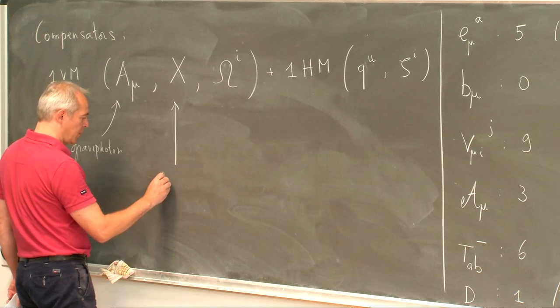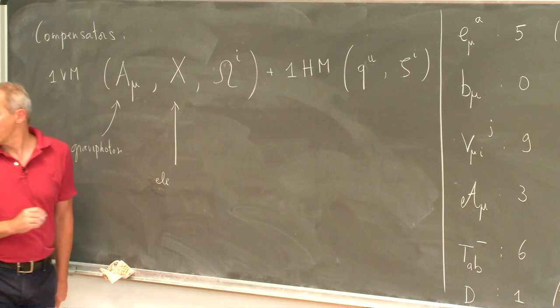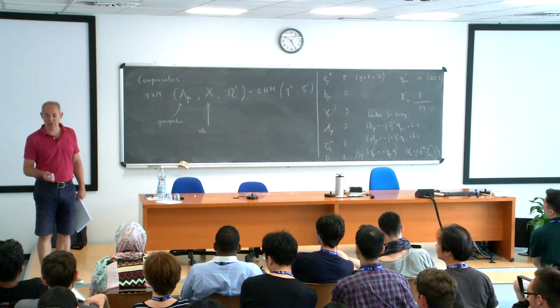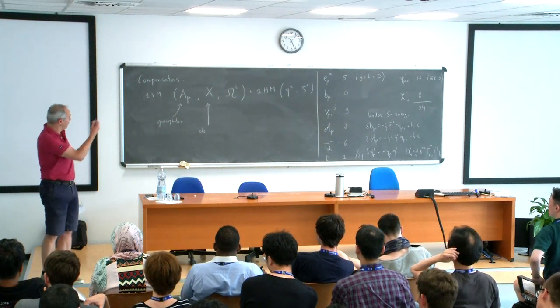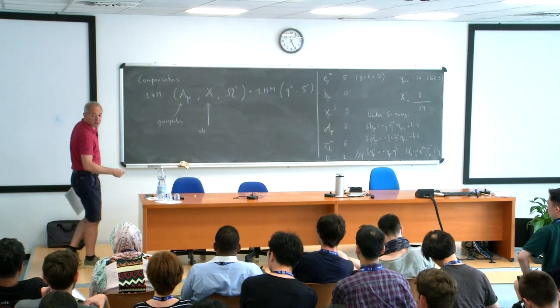X is a complex scalar field. An N equals 2 vector multiplet has a gauge field, a complex scalar, and two chiral spinors. This is the complex scalar, X. So there's no ij.